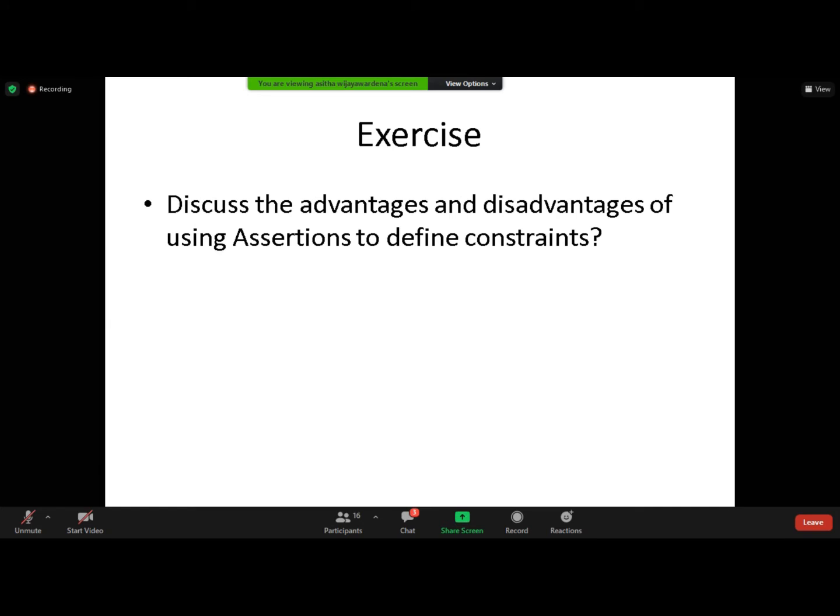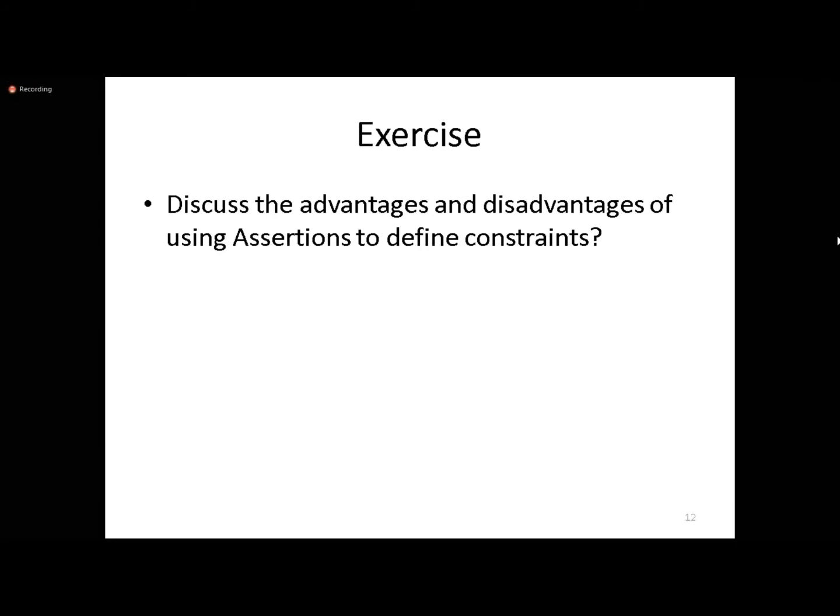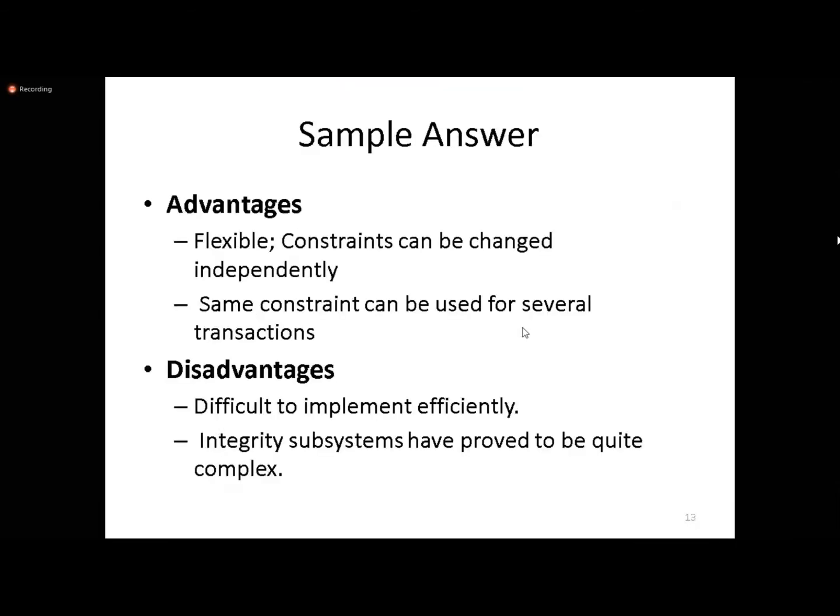So you can discuss. I'll give you some minutes. You can discuss the advantages and disadvantages of using assertions to define constraints. Right, let's discuss the answers. What are the disadvantages and advantages of using assertions to define constraints? It's better you try this. So here is a sample answer. The advantages are flexibility: constraints can be changed independently, or the same constraint can be used for several transactions.